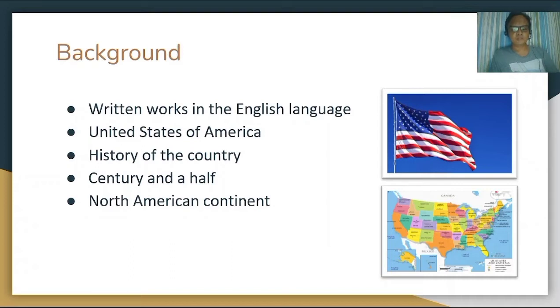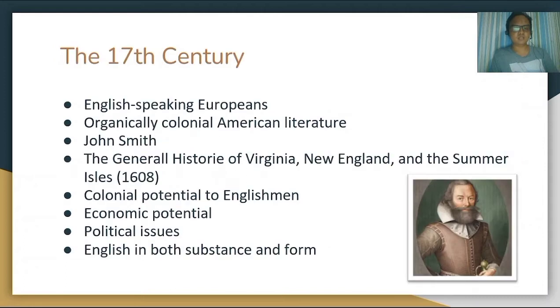Meanwhile, numerous changes in people's lives were brought about by the development of science and industry, as well as shifts in thinking and emotion. The literature of the United States was influenced by all of these developments in the nation. In the 17th century, the arrival of English-speaking Europeans in what would become the United States marks the beginning of this history of American literature.